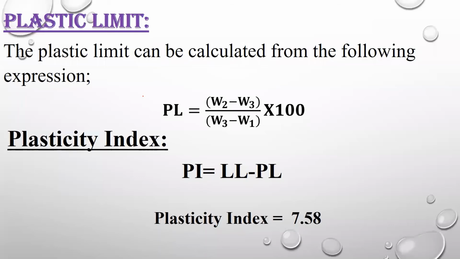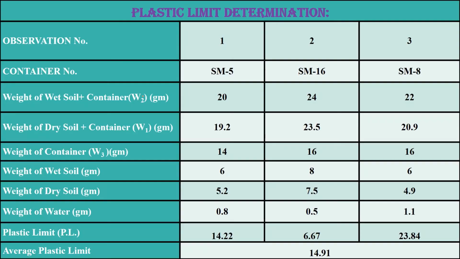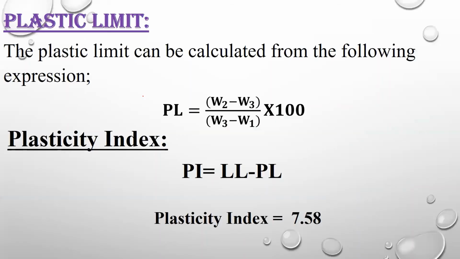So I am moving towards the next slide, and this is the plastic limit formula. PL is equal to (W2 minus W3) divided by (W3 minus W1), into 100. This is the formula. And you can see W2 denotes weight of wet soil plus container, W3 is weight of dry soil plus container, and W1 is the weight of the container. So you will put the values accordingly, and the plasticity index formula is liquid limit minus plastic limit.